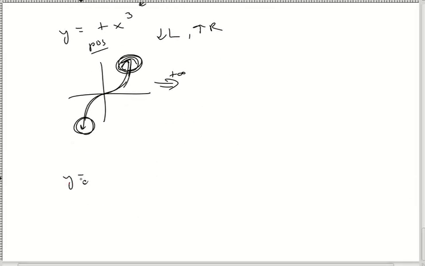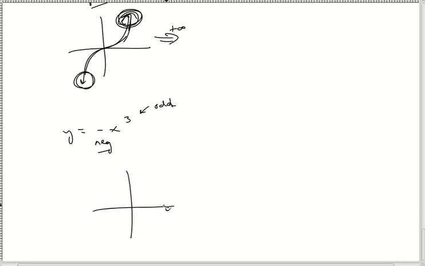Last one, of course, we got negative x cubed. It's a negative in the front. And we got an odd power. Odd means, again, they're going to go different directions. But in the end, on the far right side, as we keep reading left to right, it should be going down. And so let me actually draw what negative x cubed looks like. It looks kind of like this here. Again, starting off rising, but then in the end, we're going to be falling because we're always going left to right. So rising on the left, falling on the right.